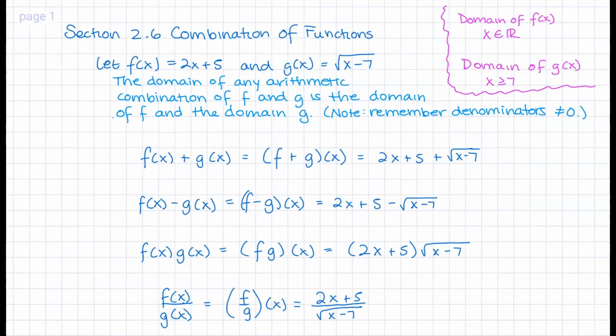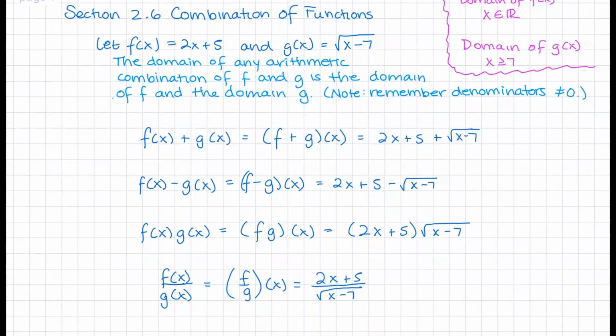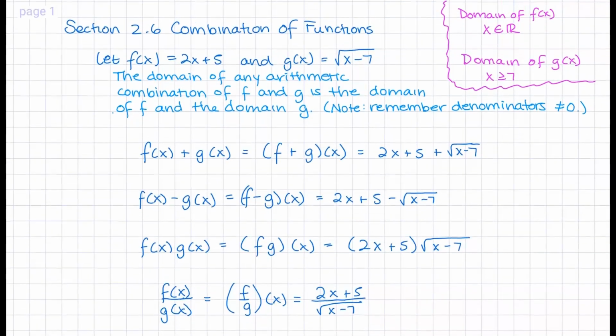Okay, so how is this actually all playing out? Let's take a look now at these functions. Our domains of f and g are listed up here. And so what's the intersection of these two sets? In other words, what do they have in common? Well, if we're looking for numbers that are all real numbers and greater than or equal to 7, numbers that are real and greater than or equal to 7 are just numbers that are greater than or equal to 7.